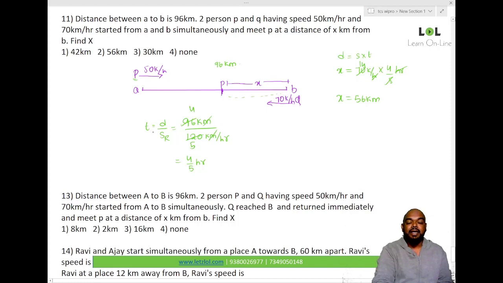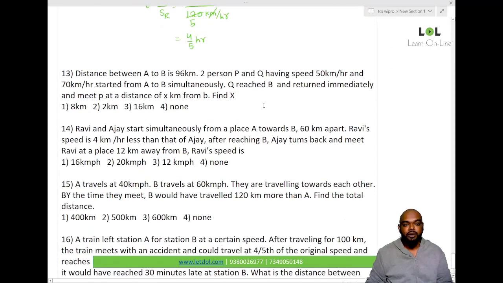So we calculate how long they are going to travel before they meet. Distance by speed. Distance is 96 kilometers between A and B. Since there are two moving objects, relative speed, we apply for opposite direction the sum of the speeds. 50 plus 70 is 120. When I do the calculation, I get time as 4 by 5 hours. It means they are going to travel for 4 by 5 hours. So we bring that and put it here, and when we calculate, we get the x value as 56 kilometers.